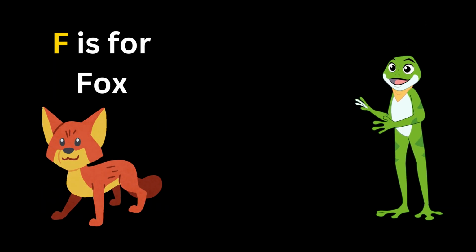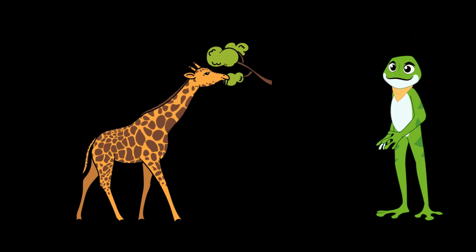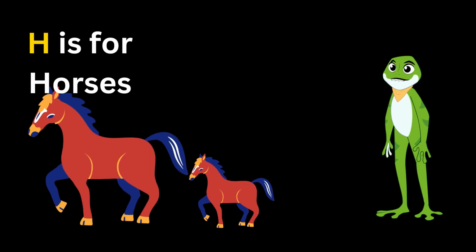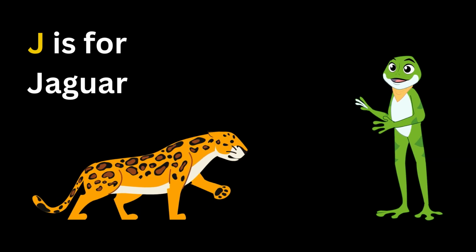F. F is for fox. G. G is for giraffe. H. H is for horses. I. I is for inchworm. J. J is for jaguar.